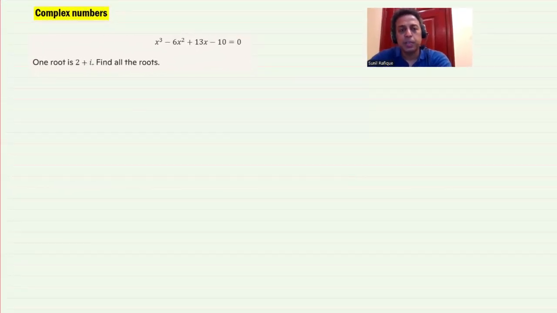Let's solve this cubic equation where one of the roots is given, and that given root is an imaginary one. Find all the roots. That's the question.